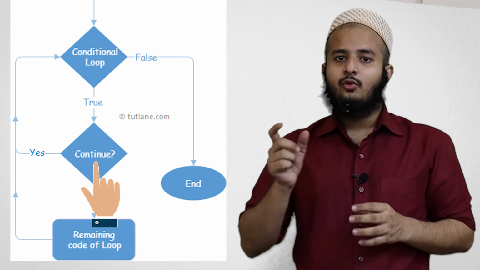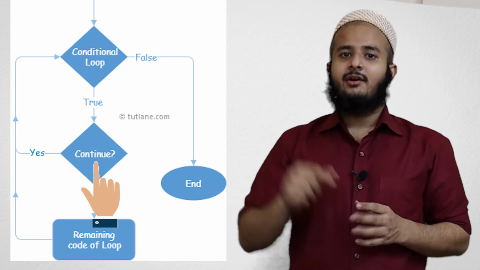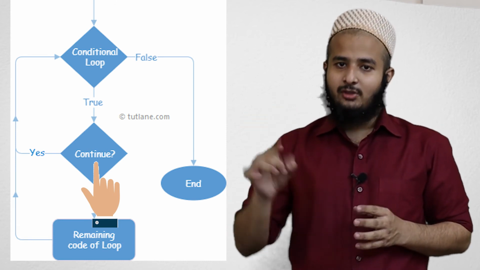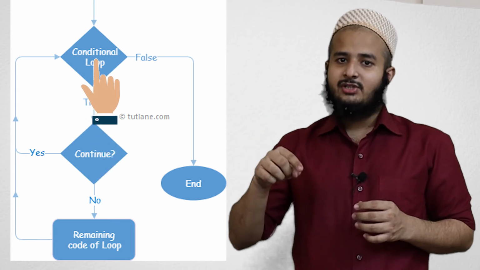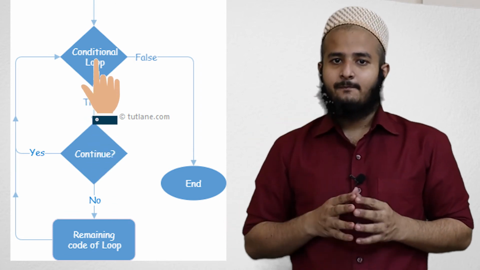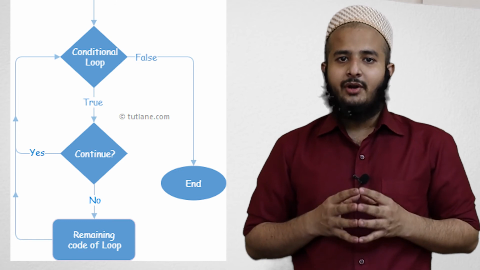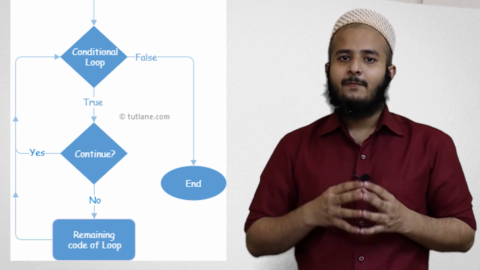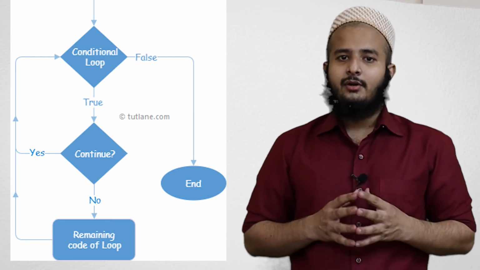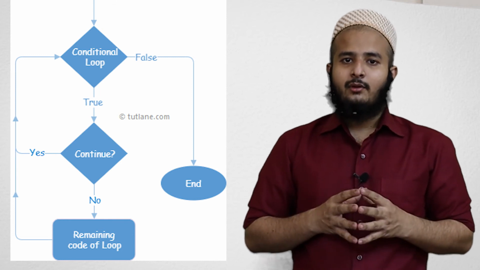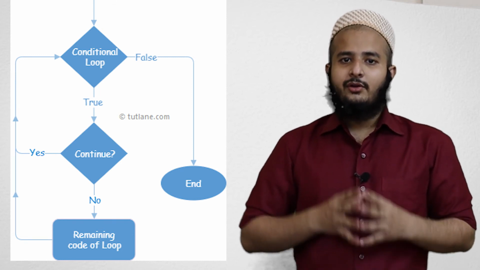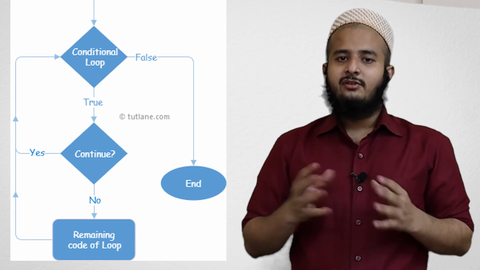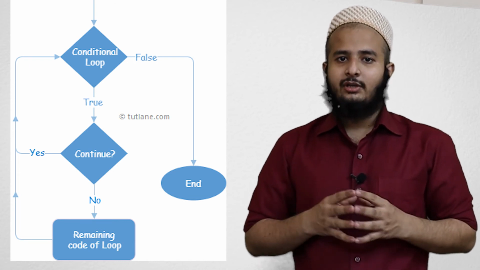So this continue keyword will skip the current iteration, that is, if the number is even, then skip this iteration and go to the next one. In this way it prints numbers from 1 to 50 which are odd. It will not print the even numbers because we put the continue keyword if the number is even. So in this way we use the break and continue keywords.